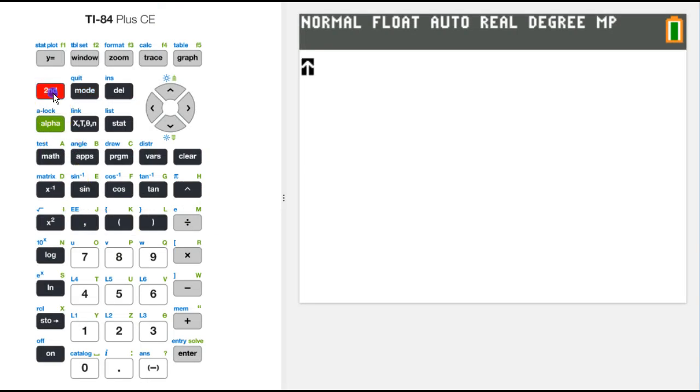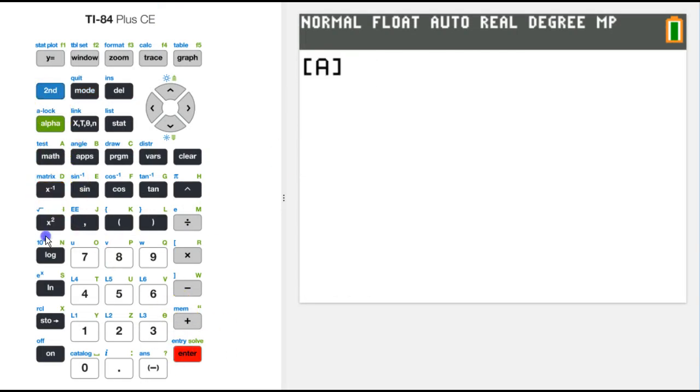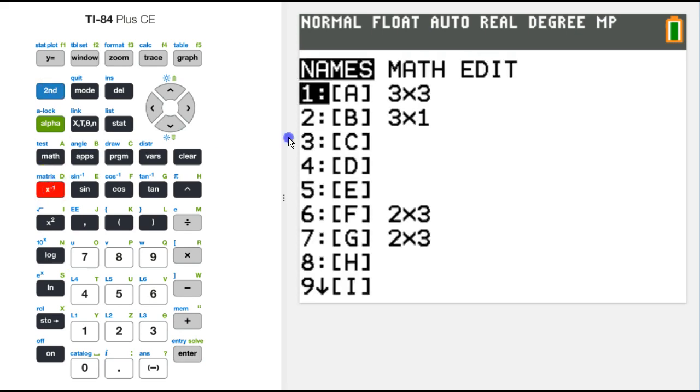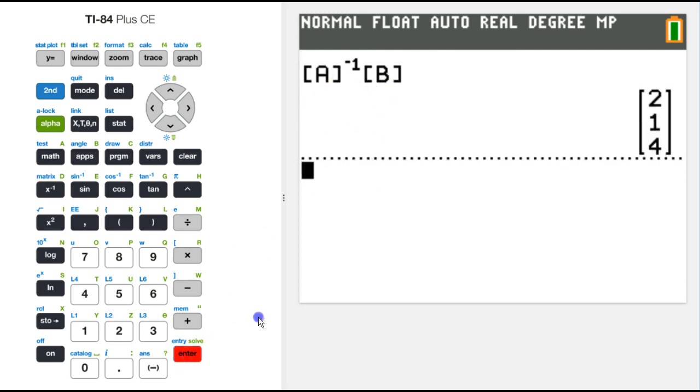So I need A inverse times B. So that means I need to start with A. So go to the matrix area, just hit enter, make it inverse by hitting this. Go back to the matrix area. I'm going to hit the number 2 for B. So there it is, A inverse B. Boom. 2, 1, 4.